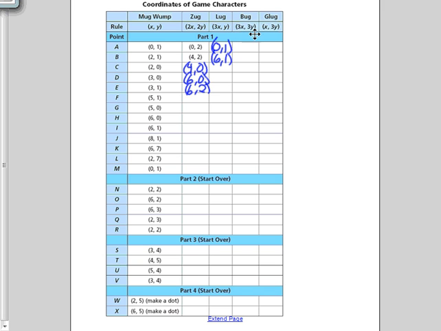Bug is 3x and 3y, so you're going back to Mug, multiplying both of them times 3. And then Glug, you're going back to Mug, x stays the same, and y, this time you multiply y times 3. So fill that out, and then you can check your answers on the next slide. You can pause it.